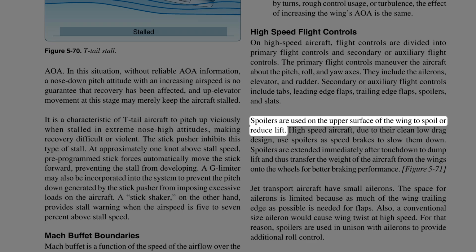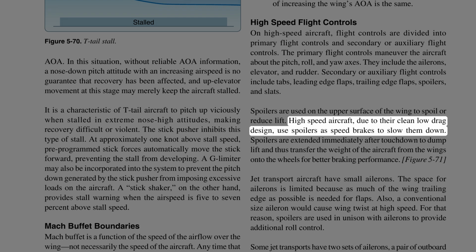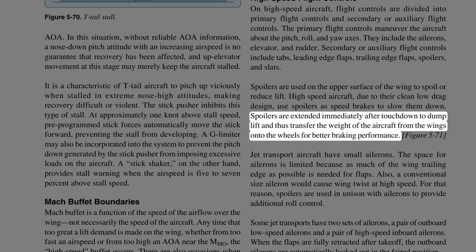Spoilers are used on the upper surface of the wing to spoil or reduce lift. High-speed aircraft, due to their clean low-drag design, use spoilers as speed brakes to slow them down. Spoilers are extended immediately after touchdown to dump lift and thus transfer the weight of the aircraft from the wings onto the wheels for better braking performance.